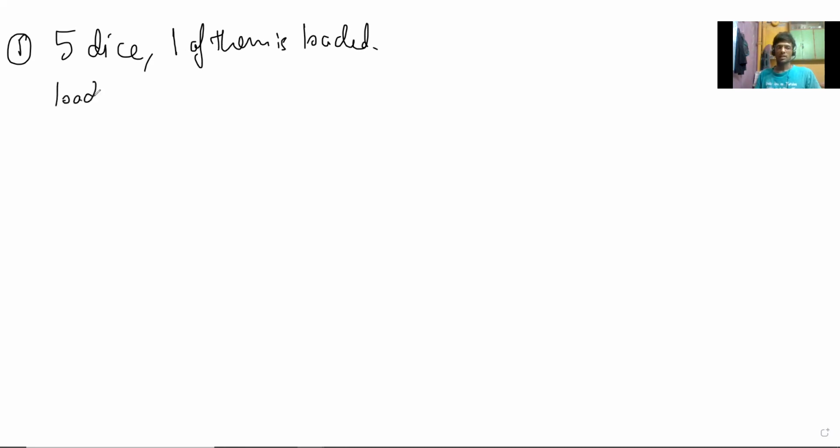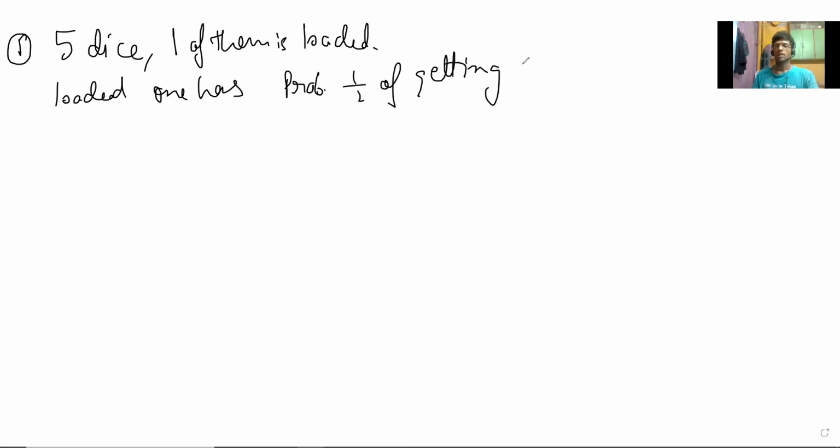Yeah, that's right. The loaded one has probability half of getting a six. The others are equal. Okay. But then what is the actual, what is the rest of the question?